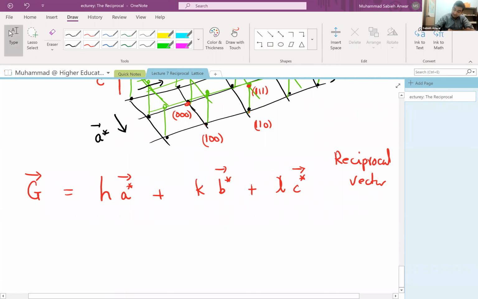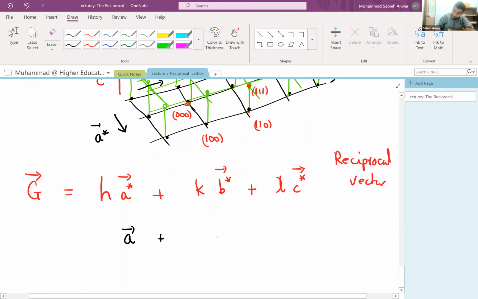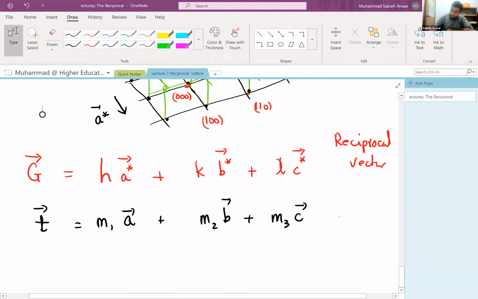In the direct space, we had the basis vectors A, B and C, which were the lattice vectors. And you could specify the directions of the points in the direct space by some, say, M1 or UVW or something, anything that you like. These are integers. So this is a point in the direct space. I represent this by T, which stands for translation. So these are my direct vectors.